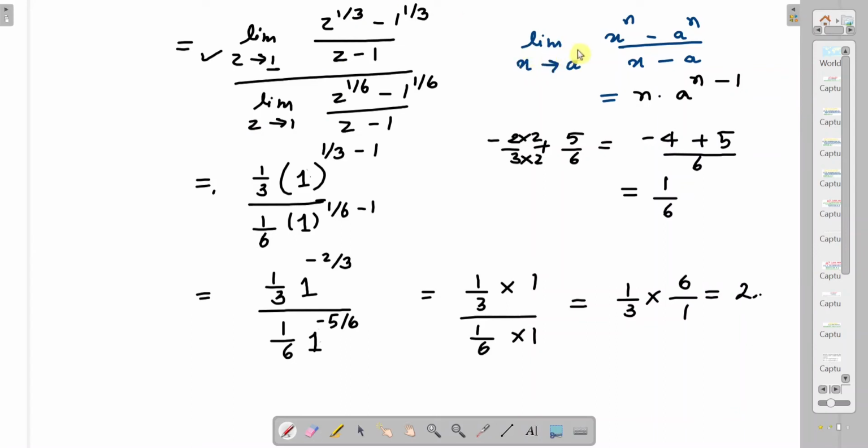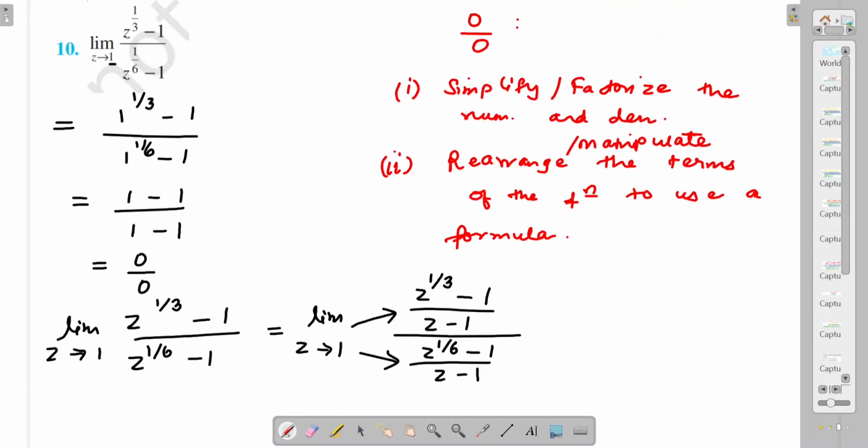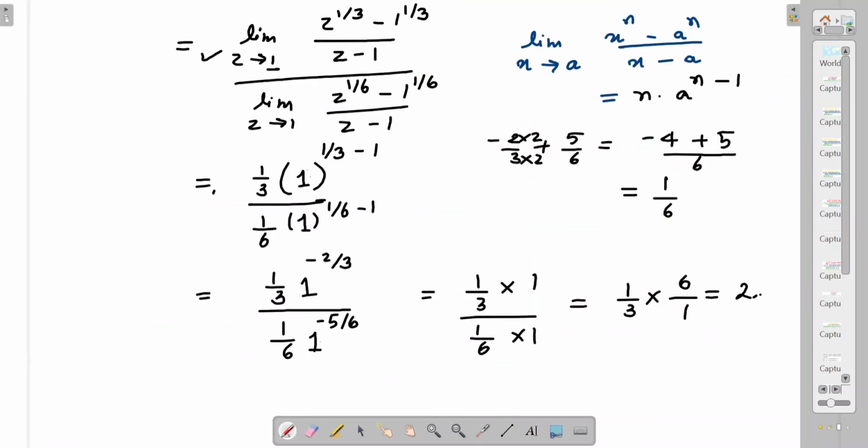Okay, so the formula is what? Let us see the formula again. Limit x tends to a, x raised to n minus a raised to n divided by x minus a is equal to n times a raised to n minus 1. Okay, so you will get the answer here, and the answer is 2 for problem 10. So problem 10 is done. Now problem 11.